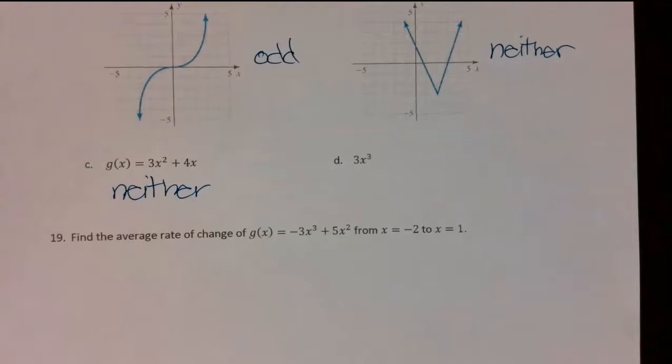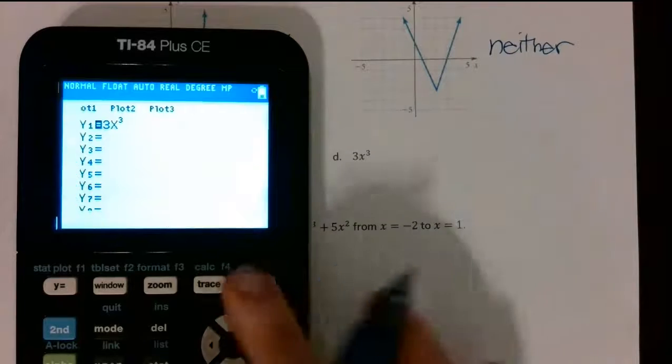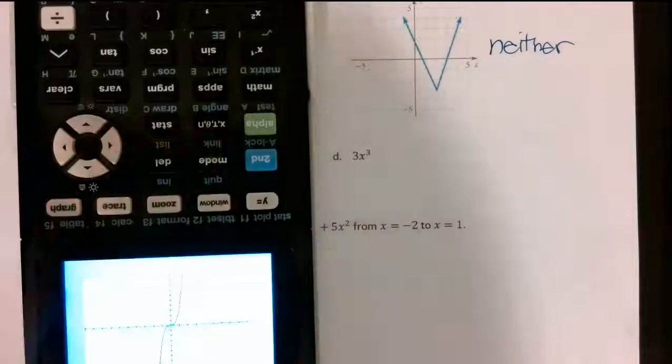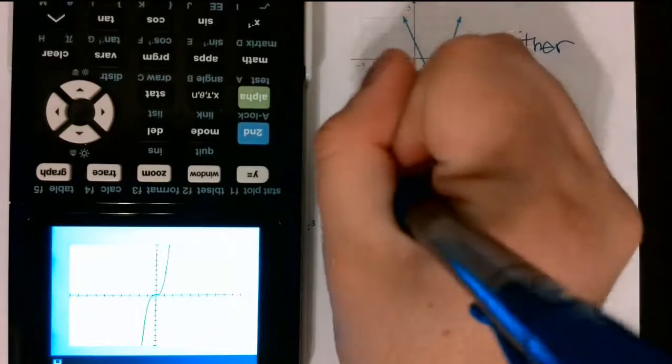I can do the same thing for D. So if I type that in my calculator, I have 3x cubed. And I go to graph. So this one is curvy, and if I look at it, it looks like it might be origin symmetry. And if I rotate it around, it does look the same. So this one is odd.